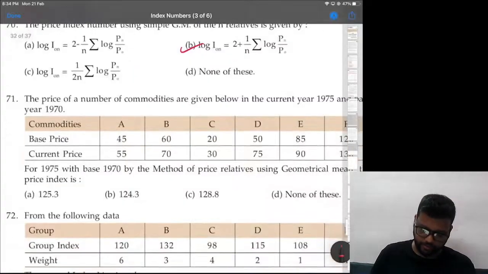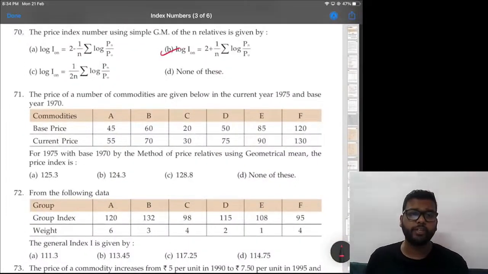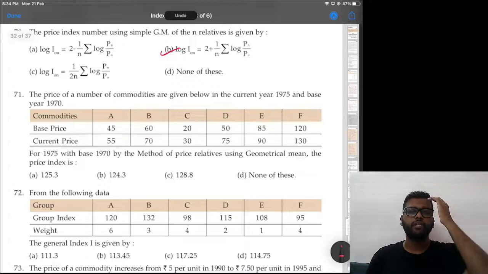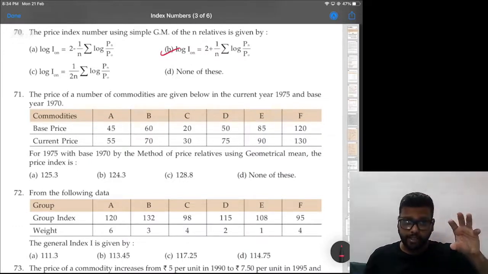71. The price of a number of commodities are given below in current year and base year. We have to find for 1975 with base 1970 by method of price relatives using geometric mean. Fine. So we just have to take price relatives and we have to take their geometric mean.